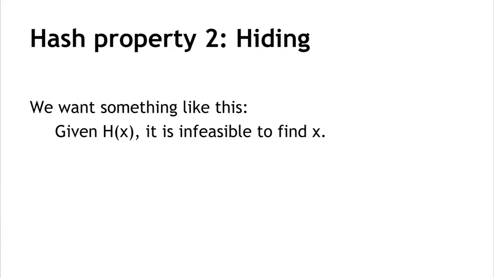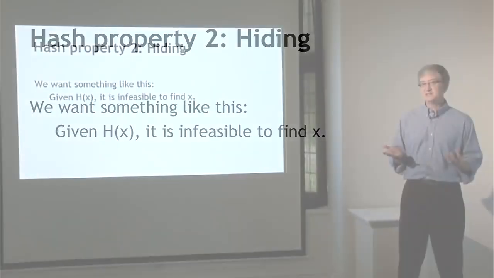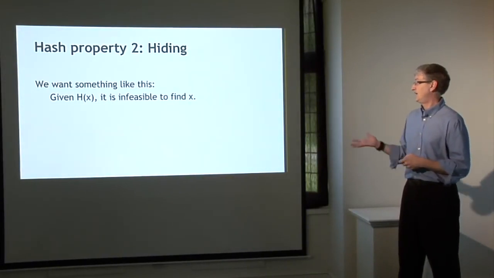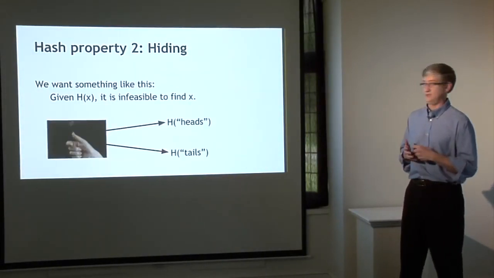And the property that we want is something like this: if we're given the output of the hash function, there's no feasible way to figure out what the input x was. The problem is that this property doesn't exactly hold. And to understand why that's the case, let's look at this example.